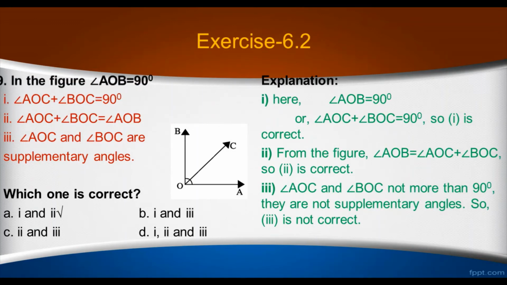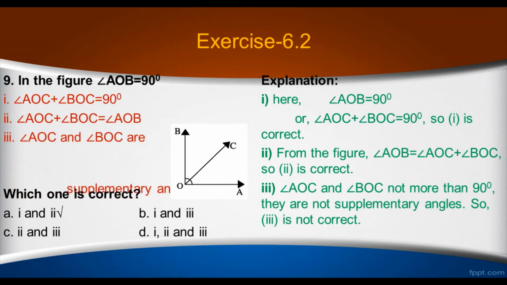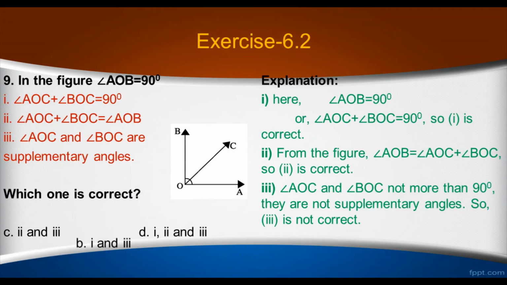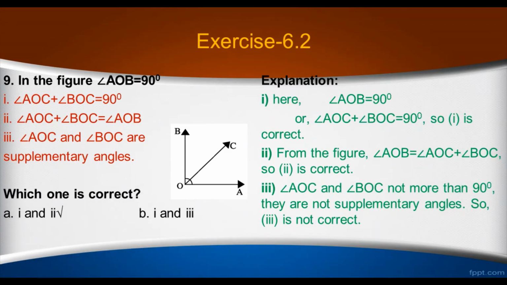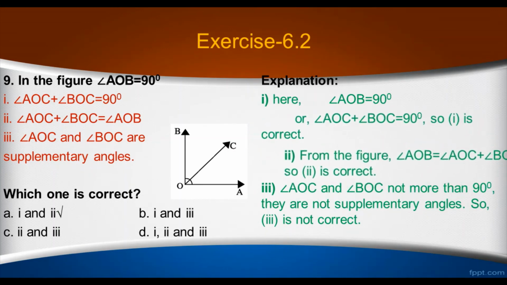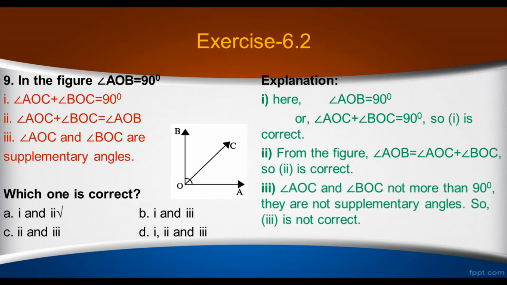So my dear students, in the figure, angle AOB equals 90 degrees, and these are the 3 options. So which one is correct? We have seen that 1 and 2 are correct, and the explanation, obviously from the figure, is that angle AOB we can write as angle AOC plus angle BOC equals 90 degrees. That means angle AOC and angle BOC are not supplementary angles.